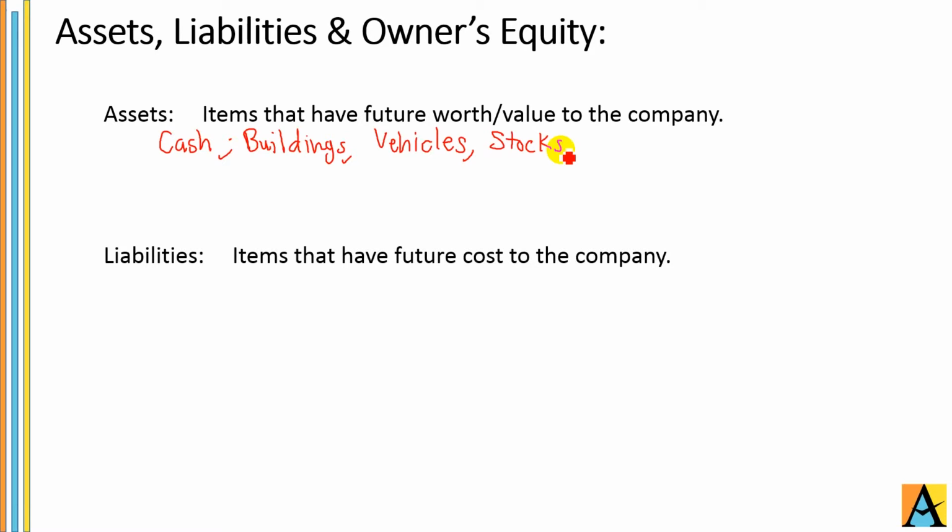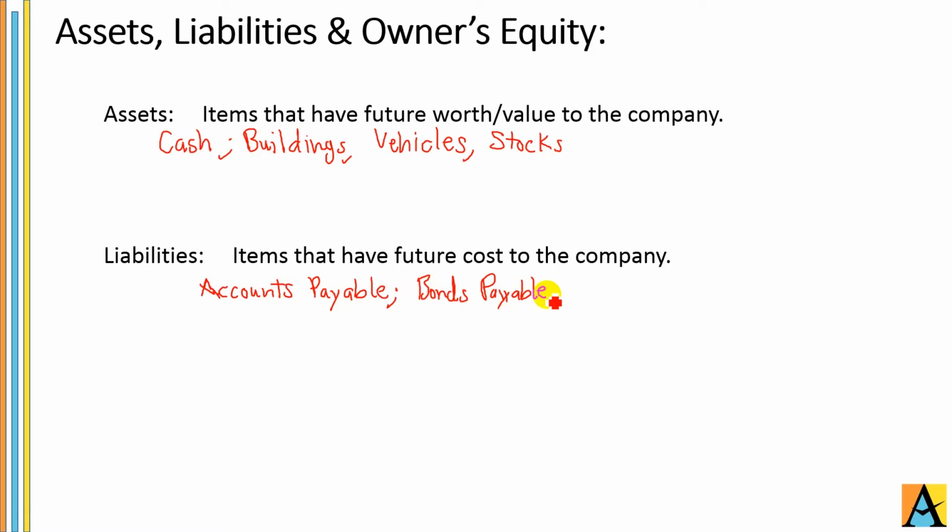We also have liabilities. Alright, these are kind of the flip side of assets, and these are items that have future cost to the company. You can think of it as, do I have to pay something? Do I have an accounts payable? Maybe there's a bonds payable. Maybe I have to pay off a bank loan coming due soon, or maybe I have a long-term bank loan.